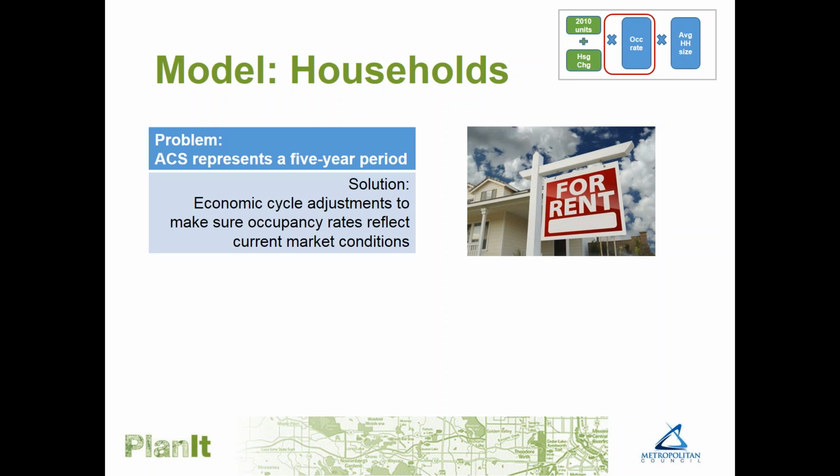We do that by looking at other data sources. Those are one-year ACS estimates, estimates from the Current Population Survey's Housing Vacancy Survey, Marquette Advisors reports, trends in U.S. Postal Service data, and then using all that, we adjust the occupancy rates in the 5-year ACS estimates to better reflect the trends between the 2011 to 2015 period where the ACS data are from and the time of the estimate, which is 2016.